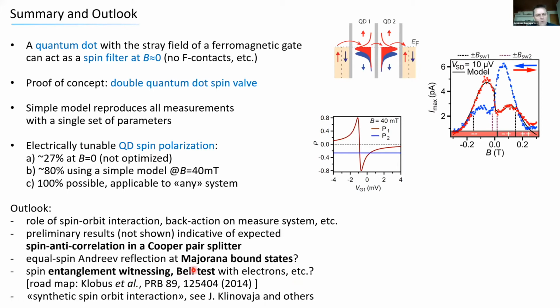So in this paper, we provide a roadmap for this. And as Jelena said in the previous talk, one could use these alternating nanomagnets also to generate synthetic spin-orbit interactions, for example in these nanowires. Thanks for your time.